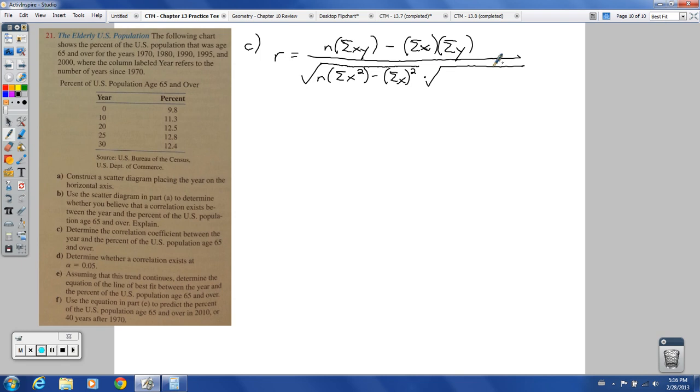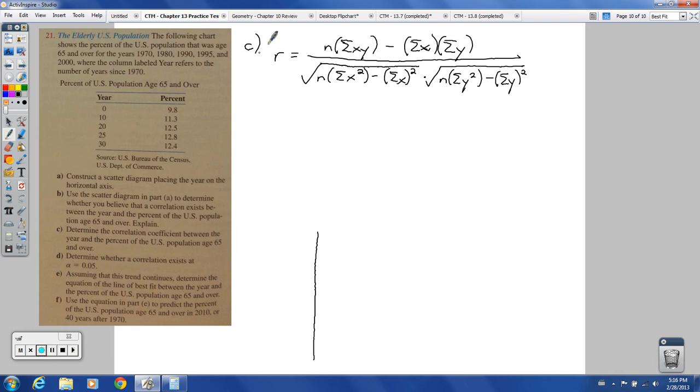So times n, and then the sum of the y squared pieces minus the sum of the y pieces squared. So all that said, we need to actually figure out what these things are. So why don't I do that down here? I'm going to make a little table for this. Looks like I've only got these 5 things to worry about.